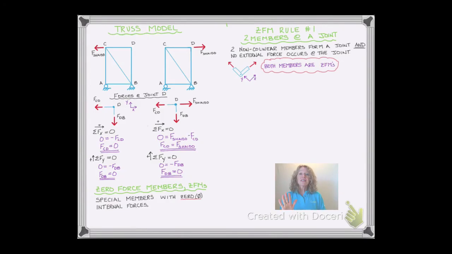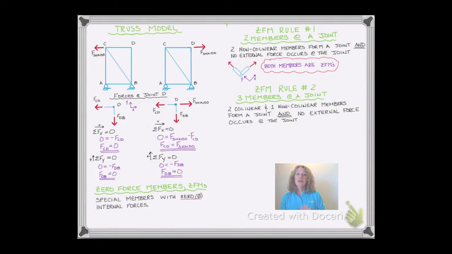Now we do have a second rule. You can see it there on your handout. ZFM rule number 2 occurs when 3 members form a joint. But in this case, it's 2 collinear and 1 non-collinear member forming the joint. And again, no external force occurs at the joint. So again, I want you to draw what that looks like. So we'll draw a sample drawing.